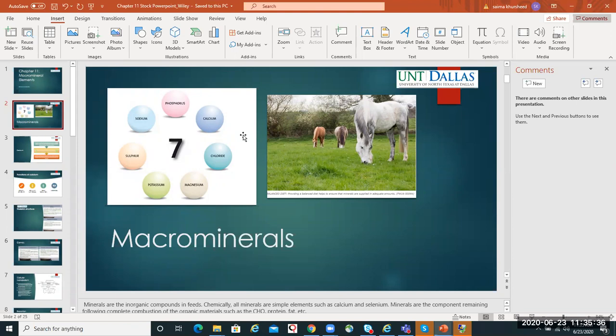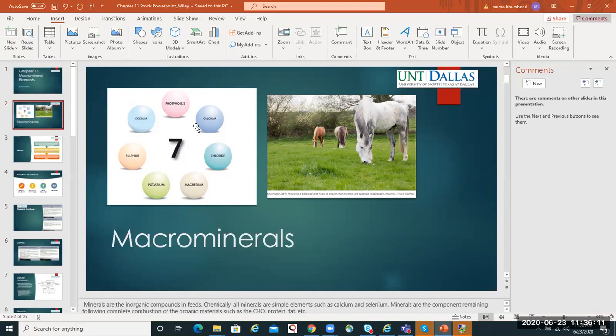For example, the macro mineral elements include calcium, chloride, magnesium, potassium, sulfur, sodium, and phosphorus. So these are the macro mineral elements. Some macro minerals such as calcium, magnesium, and phosphorus are regarded as structural components of the skeleton, while others such as sodium, potassium, and chlorine function in acid-base balance.